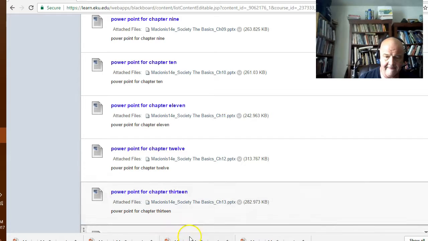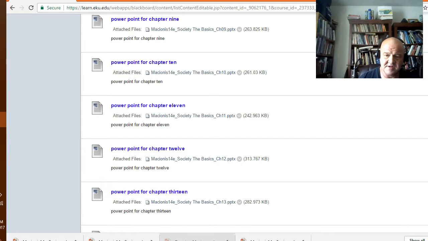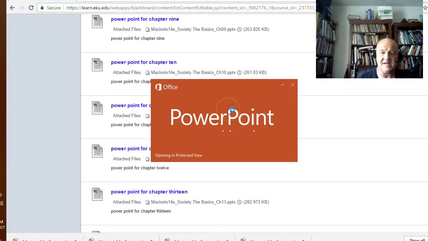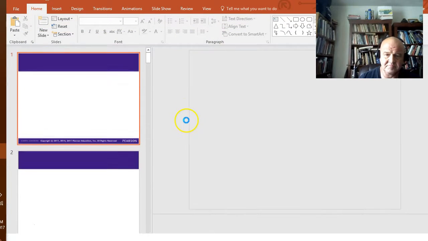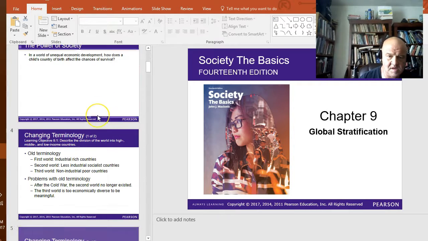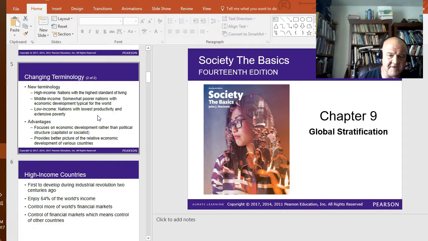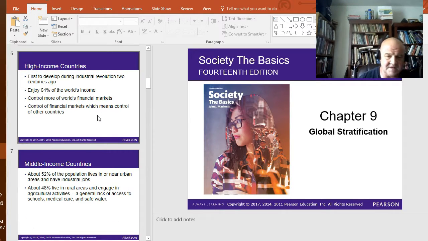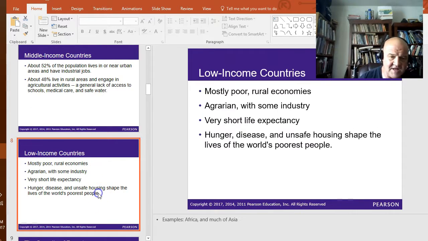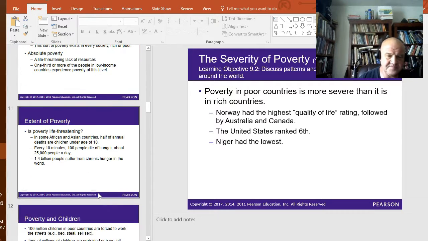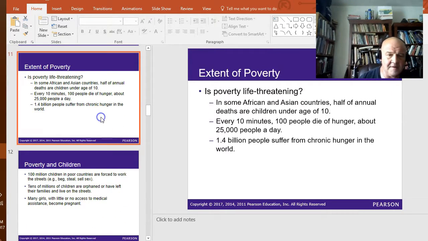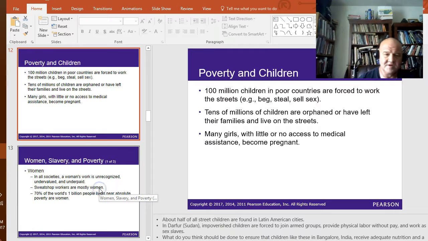All right. Now next up is chapter 9. That is an overview of global stratification. Okay, so basically what we're going to want to look at is high, middle, and low income countries. Slides 6, 7, and 8. Slides 9 through 11 give us the extent of global poverty.